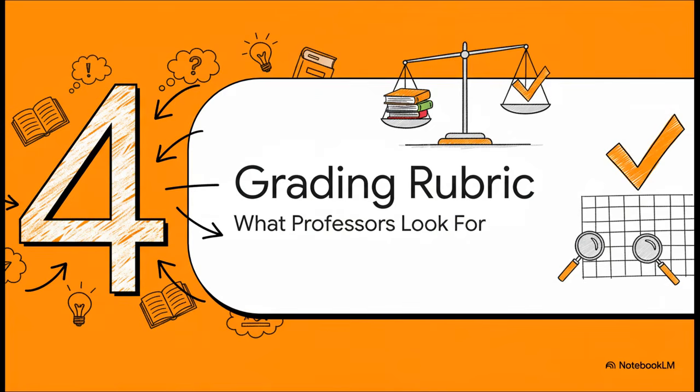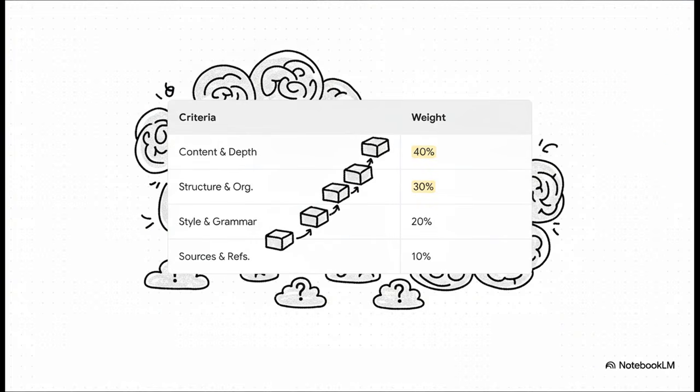All right, let's talk about the part that probably makes everyone a little nervous, grading. In section 4, we're going to pull back the curtain on the rubric so you know exactly what we're looking for. So here it is, the official rubric. Now look closely. The single biggest chunk is content and depth. That's all about showing you've really grappled with the material. And right behind that, structure and organization. That's how well you build a clear, logical argument.